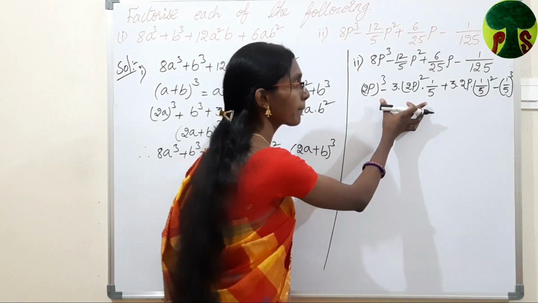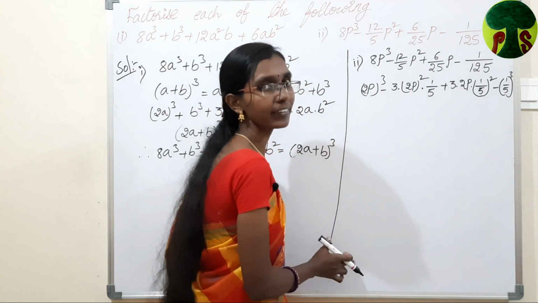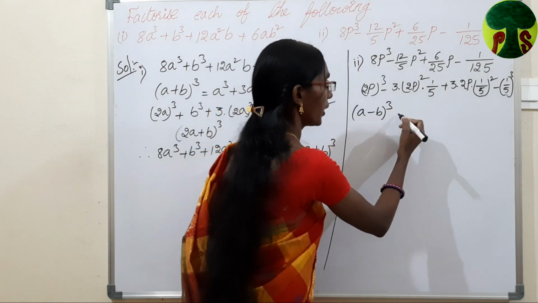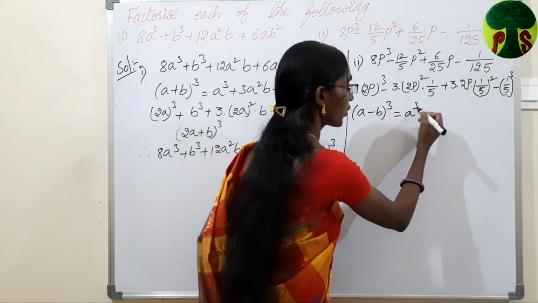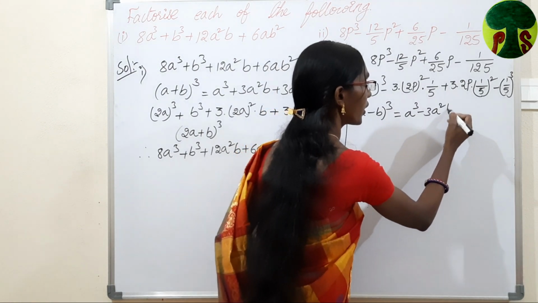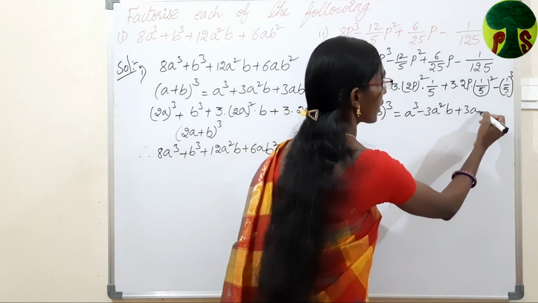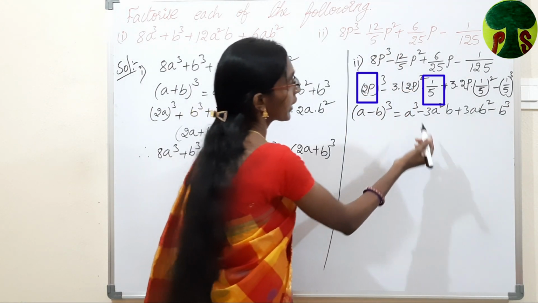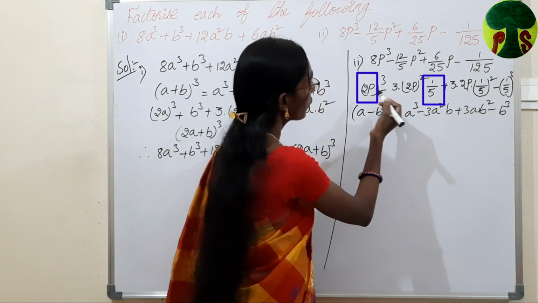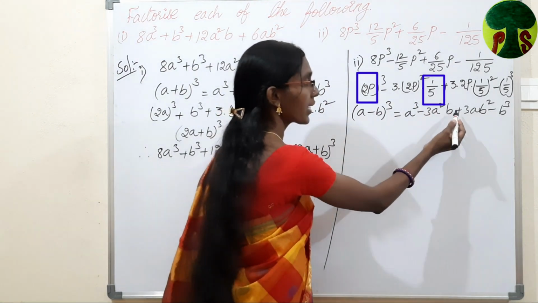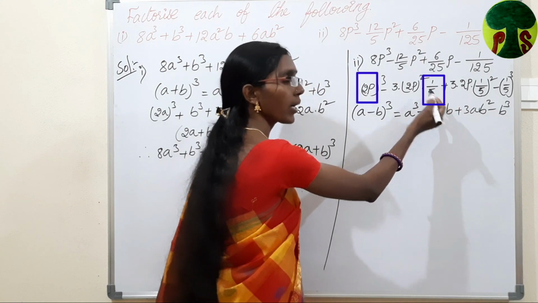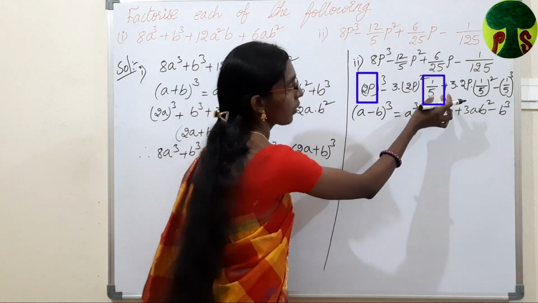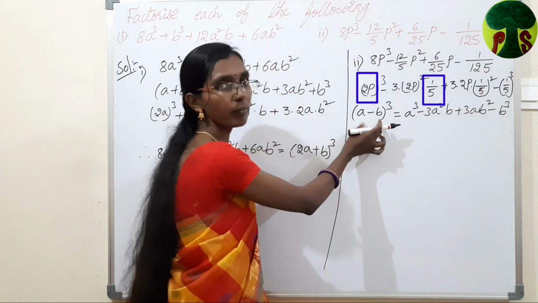Now we have to compare this expression with the identity, that is (a minus b) whole cube. (a minus b) whole cube equals a cube minus 3a square b plus 3ab square minus b cube. Here in the place of a, we have 2p, and in the place of b, we have 1 by 5. We have to replace 2p and 1 by 5 in the place of a and b.